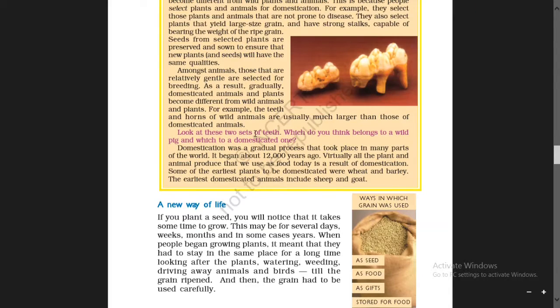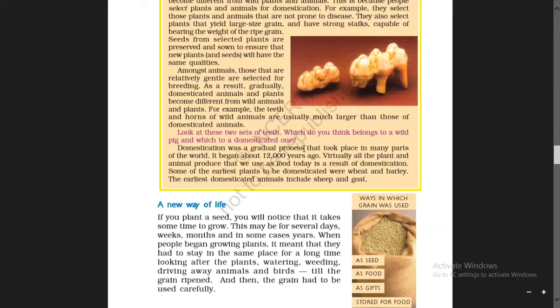Look at these two sets of teeth which are given here. Which do you think belongs to a wild pig and which to a domesticated one? Easily you can find out, which I have already explained in the above paragraph.